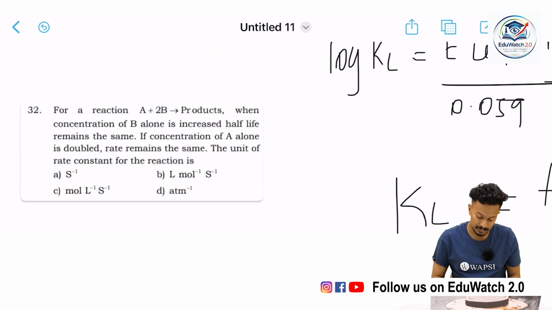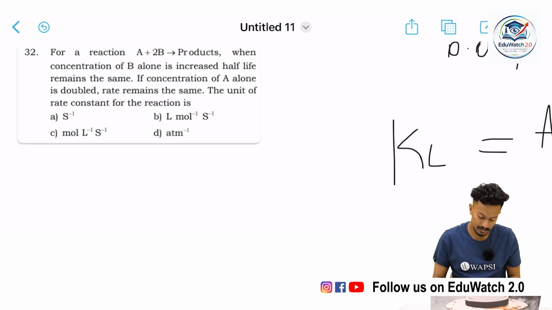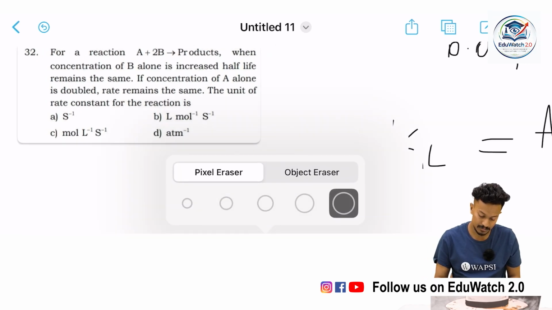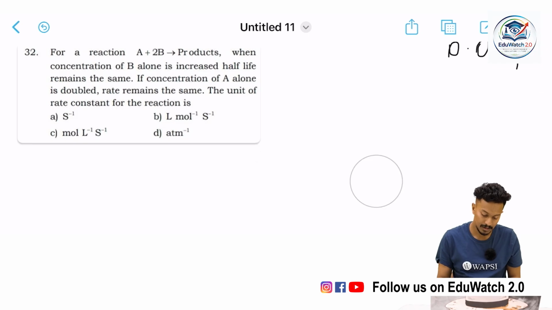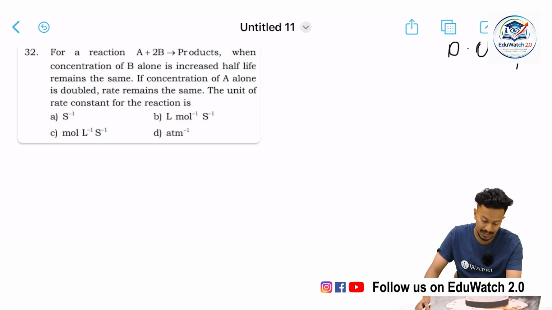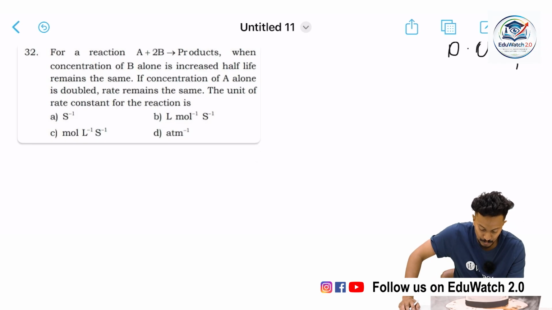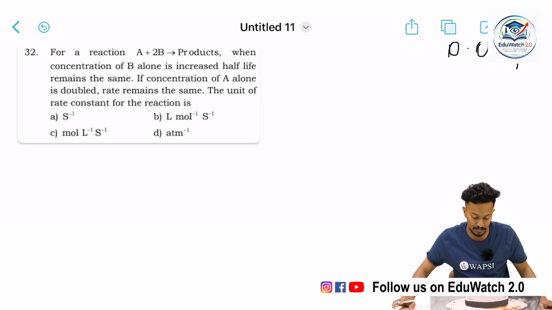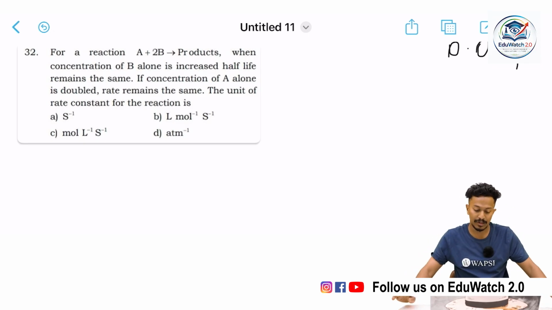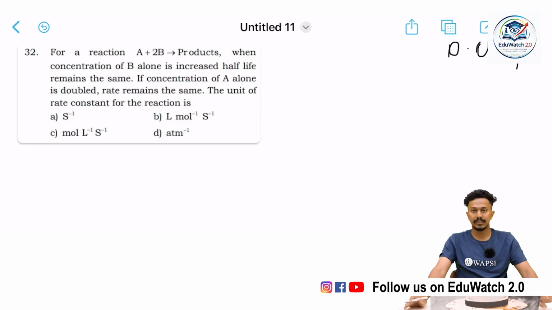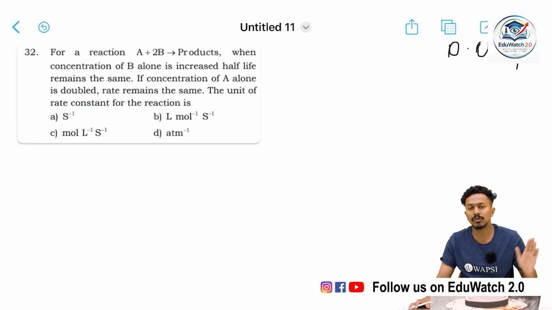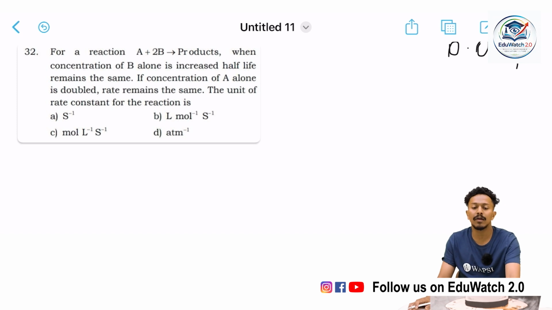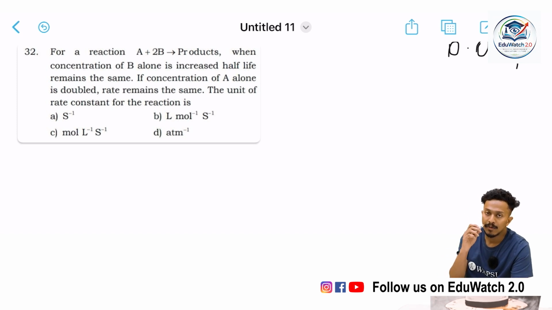Moving on to our next question. For a reaction A plus 2B gives products, when the concentration of B alone is increased, the half-life remains the same. If the concentration of A alone is doubled, the rate remains the same. What is the unit of the rate constant for this reaction? This is a completely different question. We have never studied chemical kinetics, but we have to think out of the box.